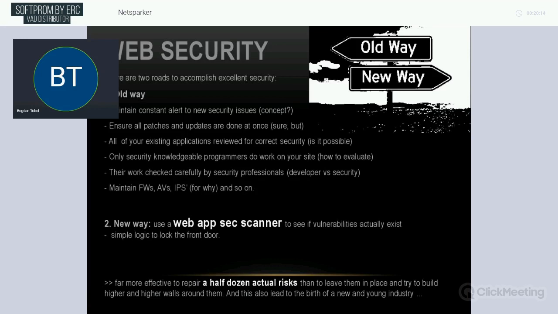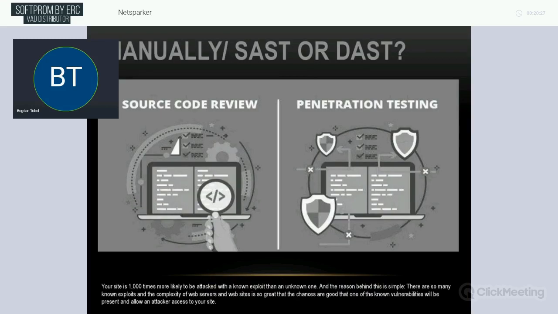And of course, it's more effective to repair some tenths of the actual risk instead of trying to analyze, identify, and check hundreds of them. So on the market, we know that we have three approaches to check the security of websites and to be sure it is protected.